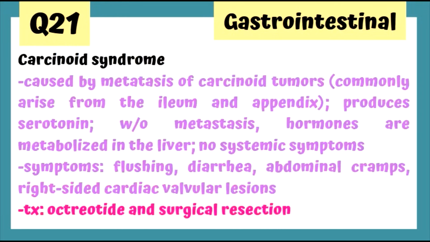All right, here's a little bit about carcinoid syndrome. We're going to learn a little bit more about it later on, including symptoms such as flushing and diarrhea and tricuspid valve lesions. But over here, I want to mention that treatment for carcinoid syndrome is octreotide and surgical resection.